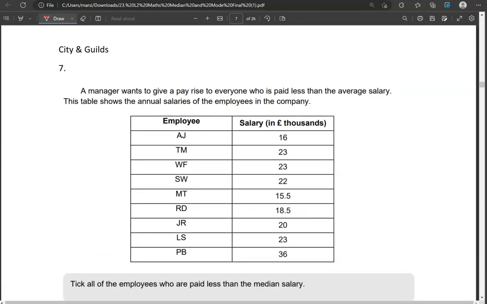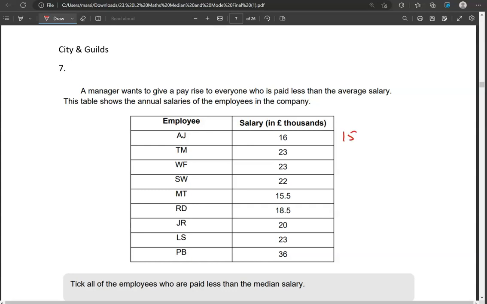A manager wants to give a pay rise to everyone who is paid less than the average salary. This table shows the annual salaries of the employees in the company. Tick all of the employees who were paid less than the median salary. So we have the salaries here in thousands of pounds, and we're going to put these in order to work out the median.